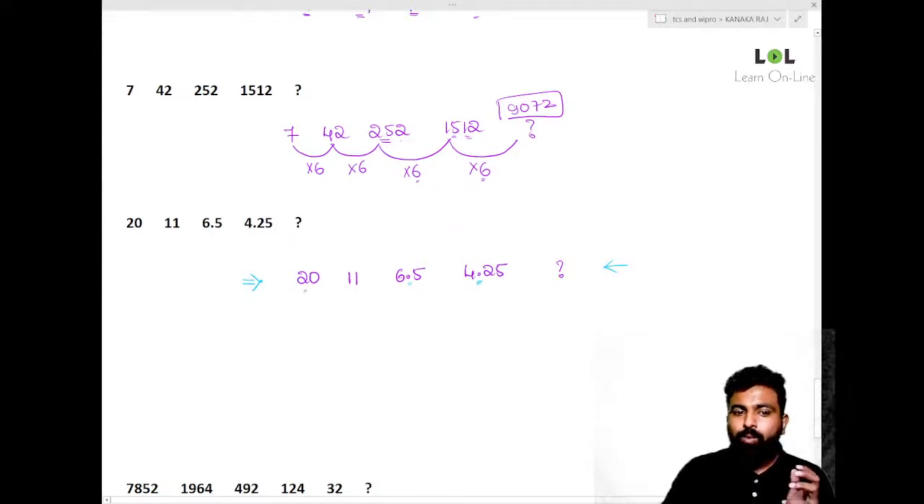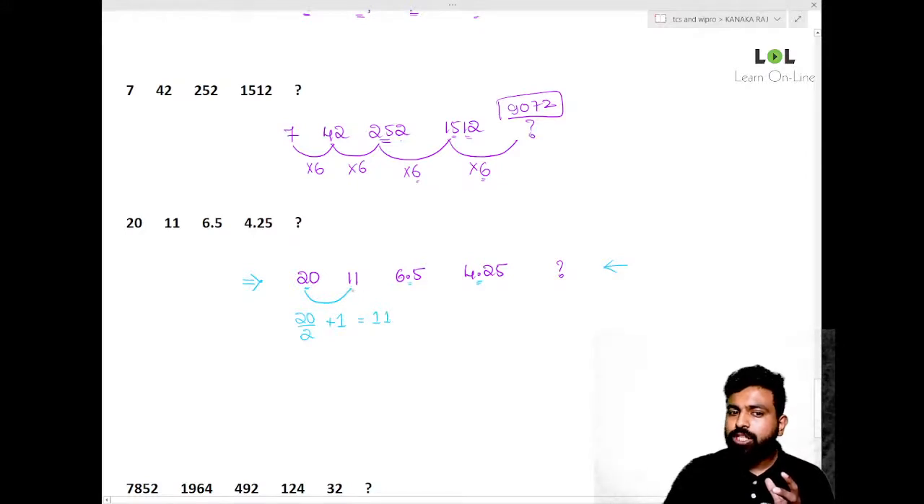So if I divide 20 with some number, will I be getting 11? No, I'll not be getting 11. So what I must do is try to go close to 11 from this 20. If I divide 20 by 2, I get 10. 10 is close to 11. Now if I add 1 to 10, I'll be getting 11.